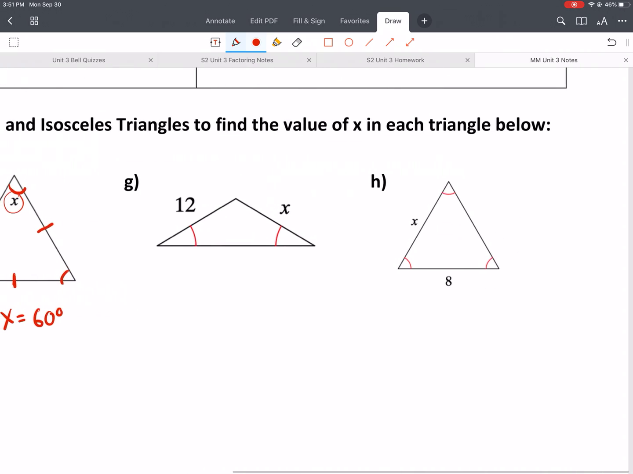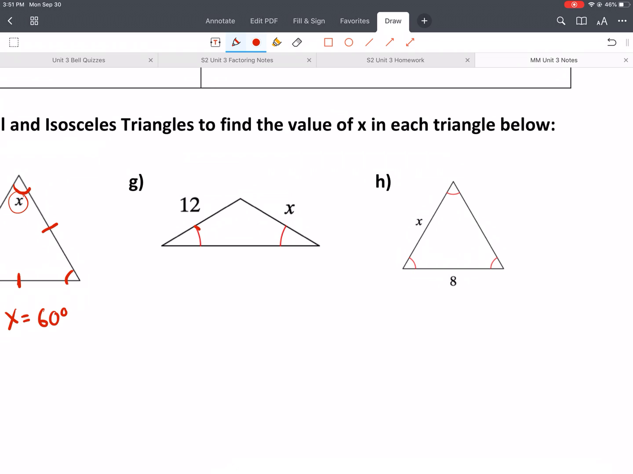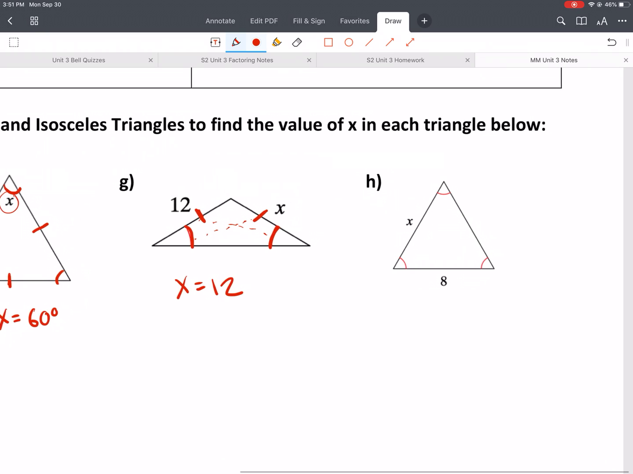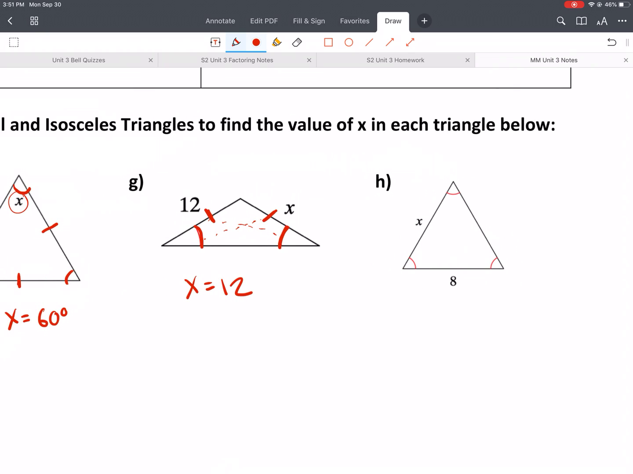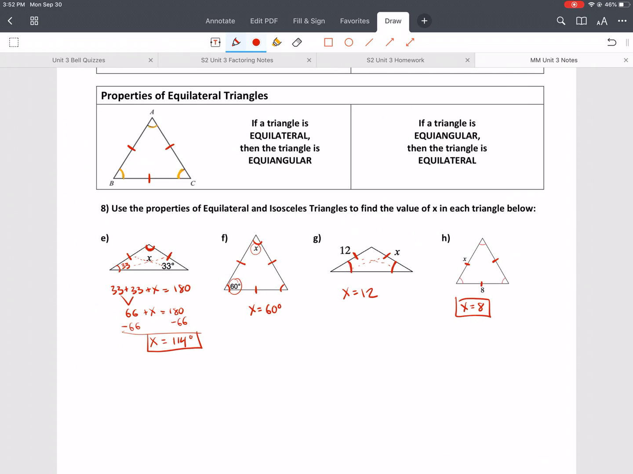All right, G, this is an isosceles. We have two angles that are congruent, so that means their opposite sides are also congruent. So basically, x is also equal to 12. And then H, all three angles are congruent, so all three sides must also be congruent. This is an equilateral triangle, so we'd have x equals 8. All right? So if you have any questions, please let me know.